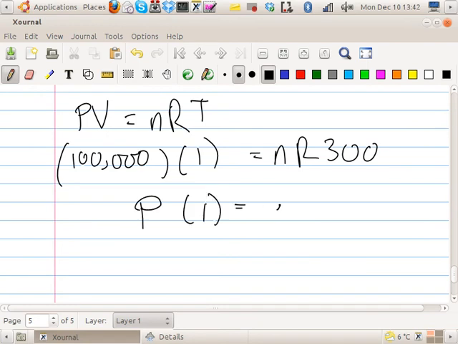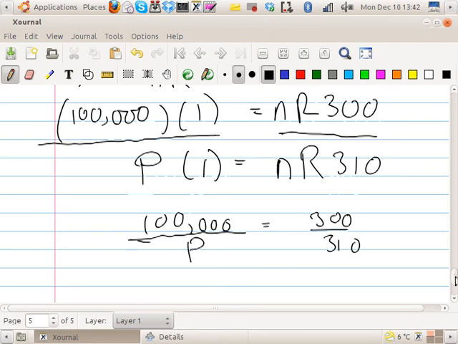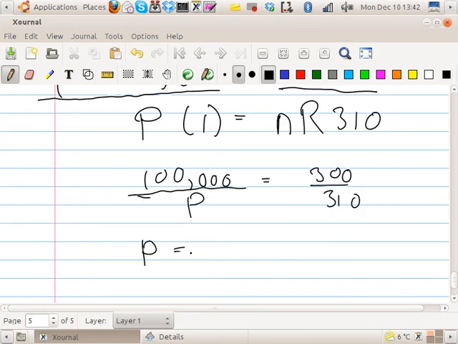The n will be the same or different? The same. And the R? The same. And this is 310. Now if I divide these, I get 300 over 310 equals 100,000 over P. So the new pressure will equal 31 over 30, because I can cancel them, times 100,000. So that's going to be about 103,000.